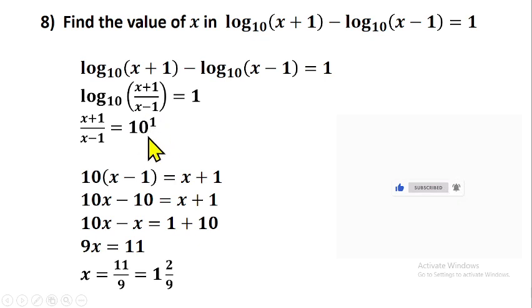10 raised to power 1 is the same as 10, so you can cross multiply here. So 10 will multiply x minus 1. You have 10 into (x minus 1) equals x plus 1. If you open the bracket, you have 10x minus 10 equals x plus 1. Collect like terms from there. You have 10x minus x equals 1 plus 10. So 10x minus x will give us 9x, equals 1 plus 10, which is 11. Divide both sides by 9. That gives us x equals 11 over 9. And that gives us 1 whole number 2 over 9 as the value of x for question number 8 here. Still on using the laws of logarithm to solve logarithmic equations.